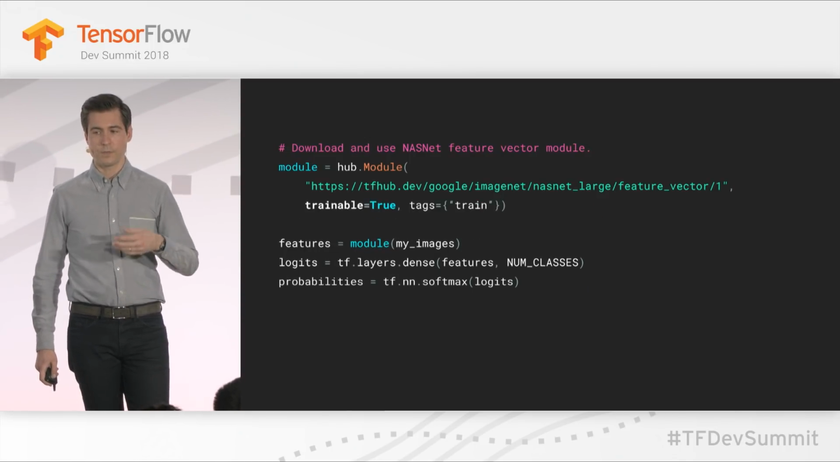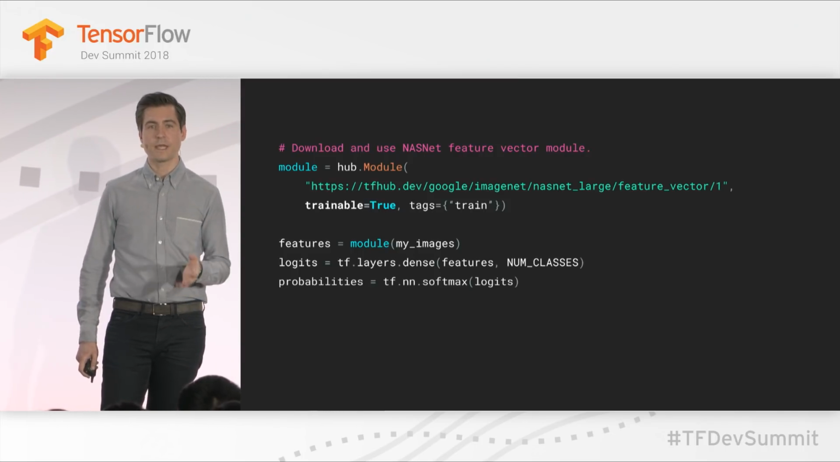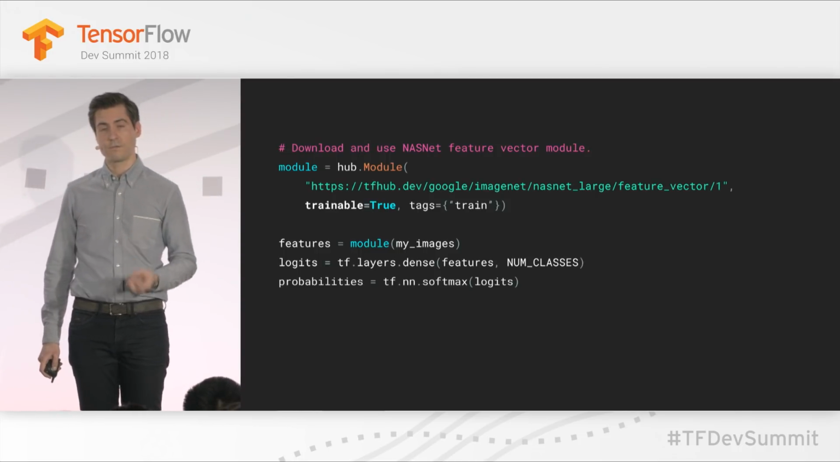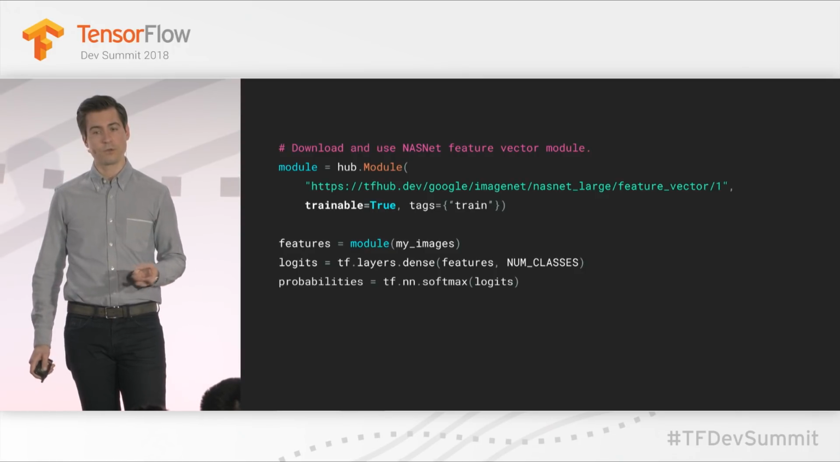Plus, that module can be fine-tuned with your model. So if you have enough examples, you can potentially get better performance if you use a low learning rate, if you set the trainable parameter to true, and if you use the training version of the graph.